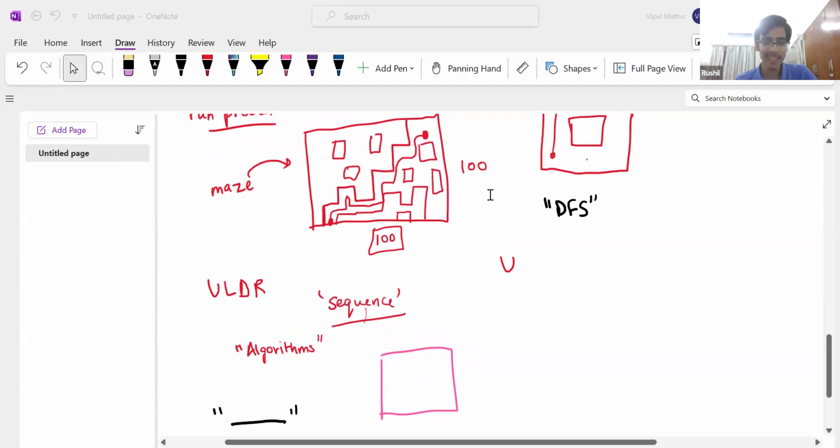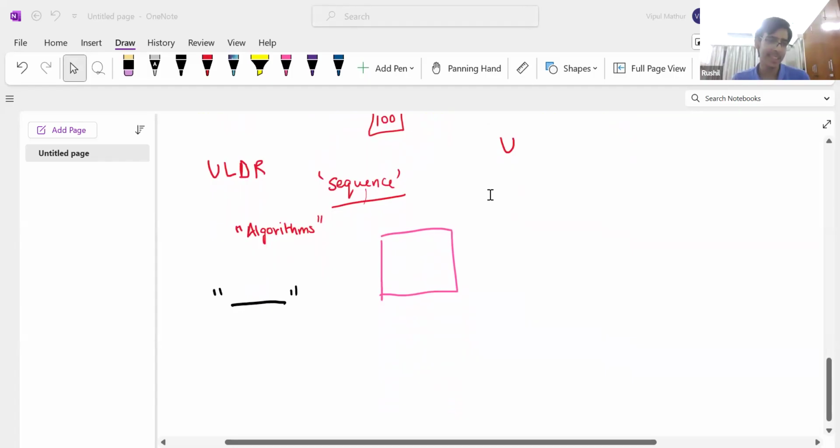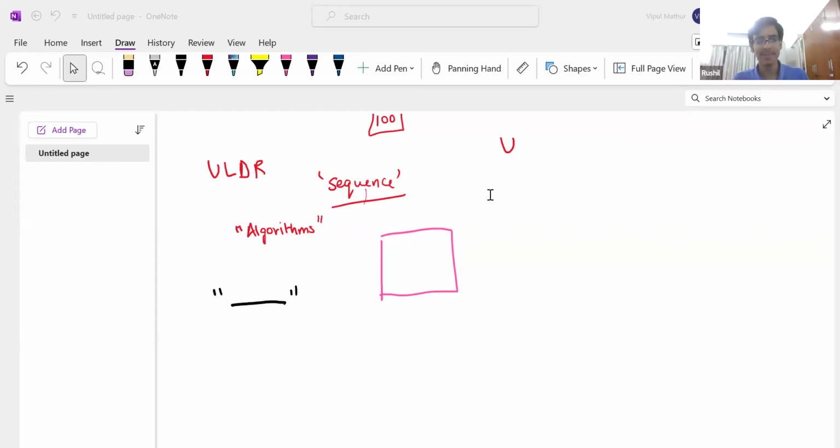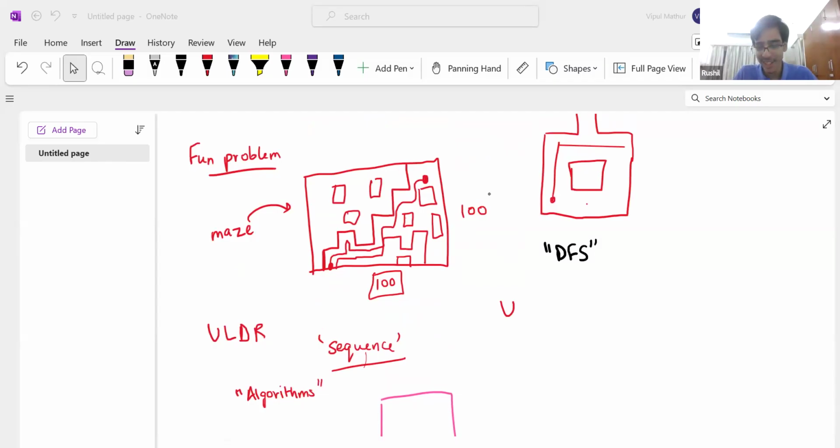But what I'm trying to say is that the whole difficulty of this problem is you don't know what the maze is. But you do know that it's a 100 cross 100 maze. So you know that there are only finitely many possibilities of where the walls could be. It's a very, very big number, like 2 raised to 100 square or something like that. But it's finite.